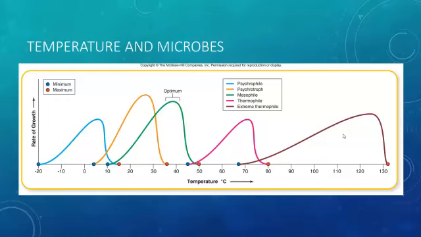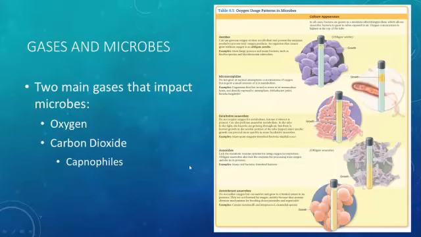Make sure you notice how some of these little guys have a wider cardinal temperature range than others. Lastly, be able to use this chart to answer questions about a given bacteria. Let's move on to the second most important environmental factor, gases.